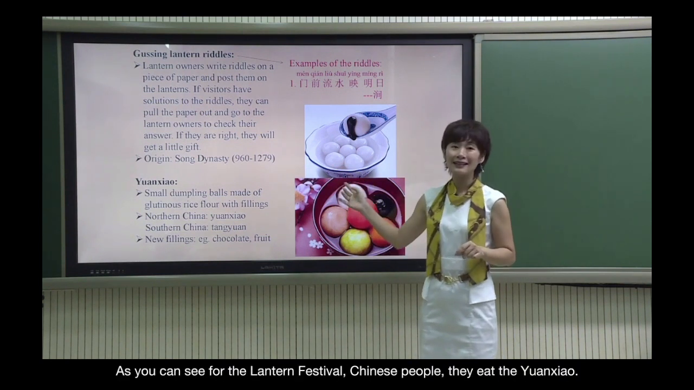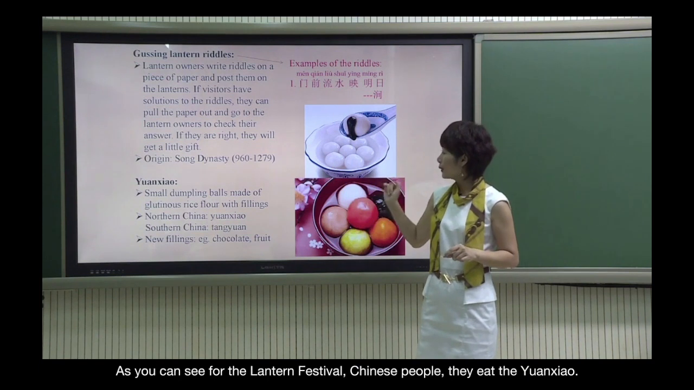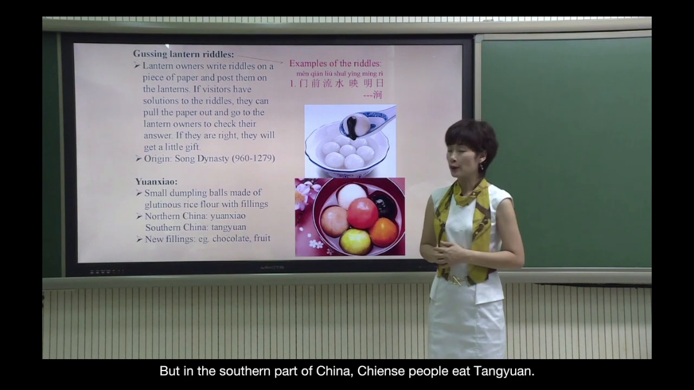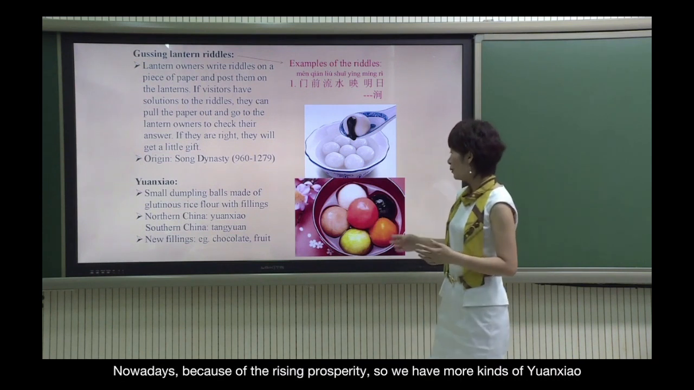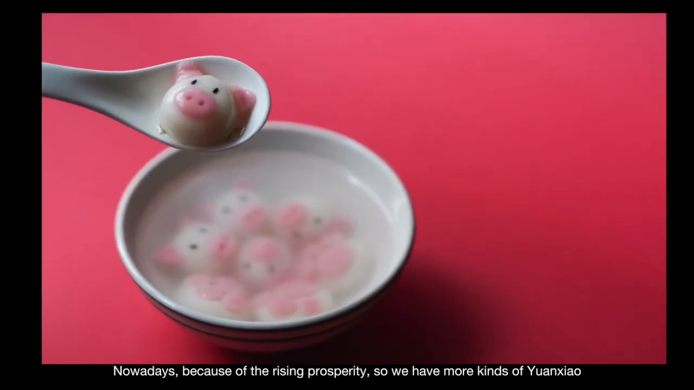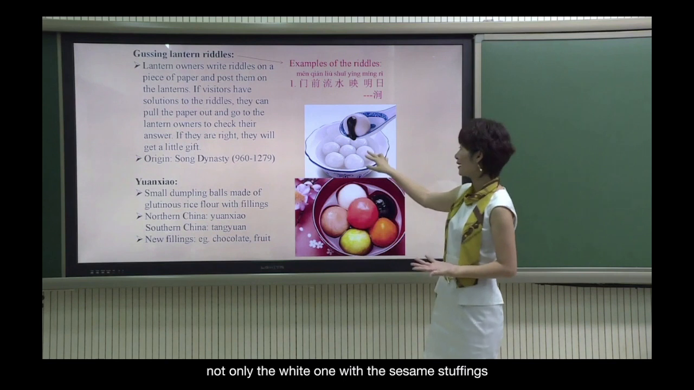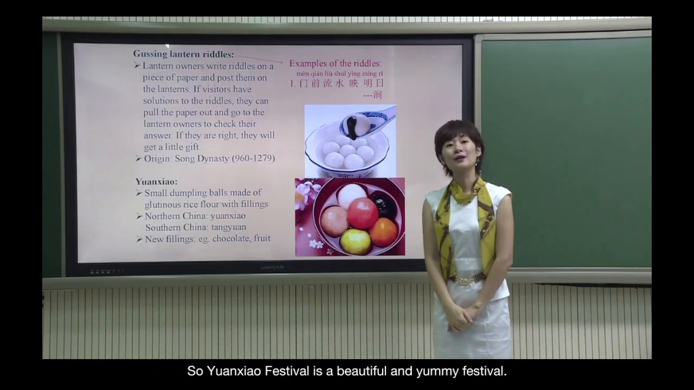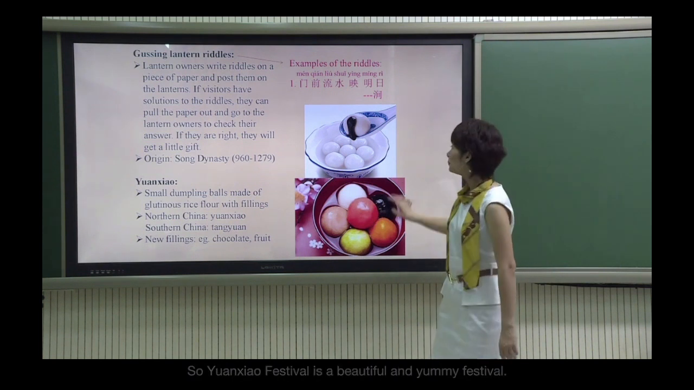As you can see, for the Lantern Festival, people in the north eat 元宵, but in the southern part of China, people eat 汤圆. And nowadays, because of the rising prosperity, we have more kinds of 元宵, not only the white one with sesame stuffing, but also some colorful 元宵 or 汤圆, and we can put different stuffings inside, like chocolate or fruits. So the Lantern Festival is a beautiful and yummy festival.